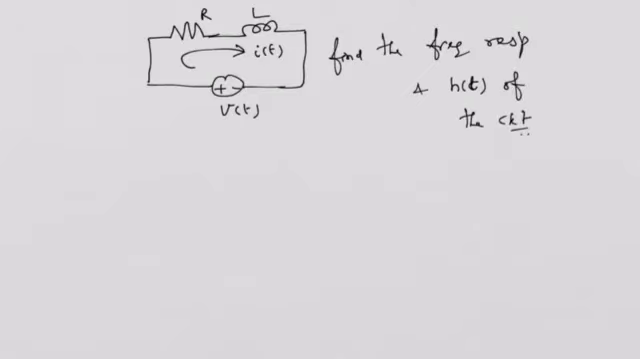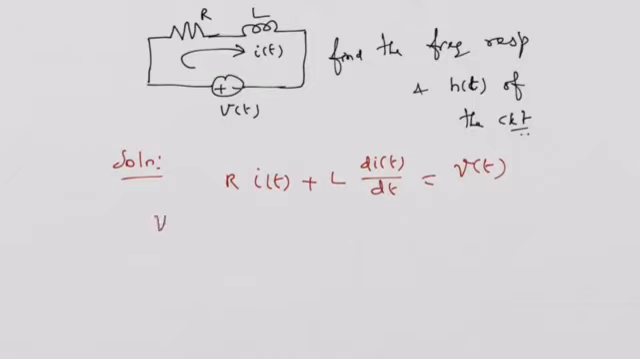Okay, how to do that? Let me start with the solution. As you all know, i(t) R plus L di(t)/dt is equal to the excitation. But v(t) is considered to be x(t) here, and i(t) is equal to y(t). So you can write the same as x(t) equals R y(t) plus L dy(t)/dt. So this becomes a differential equation.